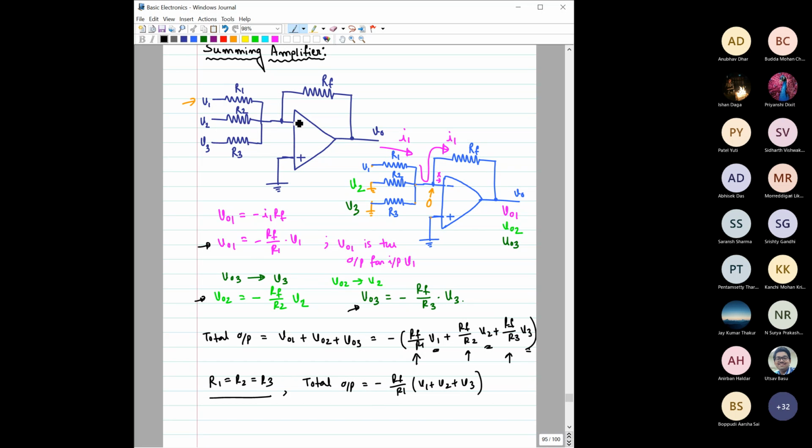As it is an inverting amplifier, it is quite clear from this image. So you can also see the minus sign, negative sign. This is expected. And here you can see these three inputs V1, V2, and V3 have been added here. So this is nothing but the summing amplifier. I don't think it is very difficult. It's quite easy, right?